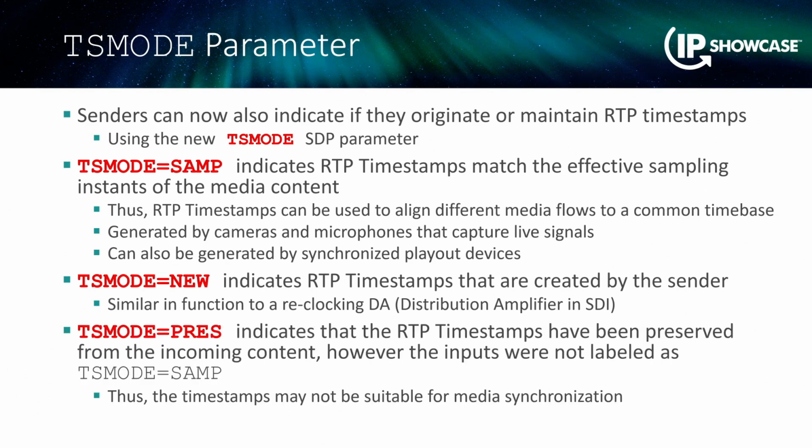Then we have TSMODE equals PRESERVED. That is a device that said, well, we kept the RTP timestamps on the way into our device. We kept those intact on the way out, but we don't know what's upstream of us. We don't know if it's a SAMP, we don't know if it's a NEW, whatever, but we did our job and we kept it as preserved. So those are the 3 different allowed values for the TSMODE parameter.